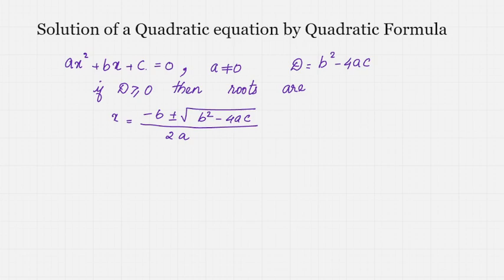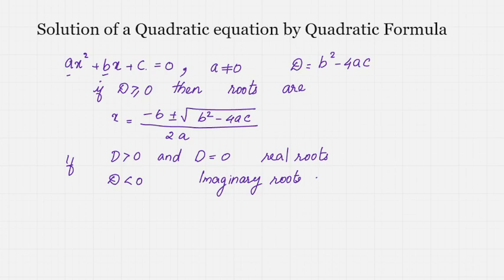If D is greater than or equal to 0, then the roots of ax square plus bx plus c is equal to 0 can be found by x is equal to minus b plus or minus root over b square minus 4ac, divided by 2a. Here a is the coefficient of x square, b is the coefficient of x and c is the constant.